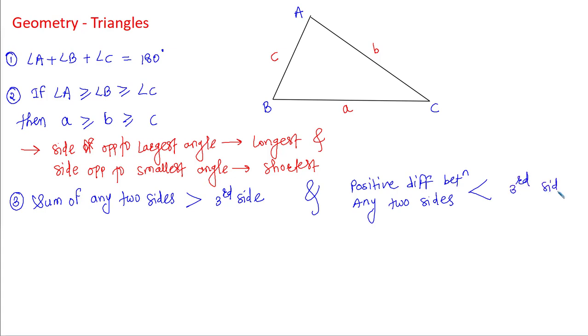So what does it mean? Let's have a look at it. Sum of any two sides is always greater than the third side, means small a plus small b is always greater than small c. Small b plus small c is always greater than small a, and small a plus small c is always greater than small b.